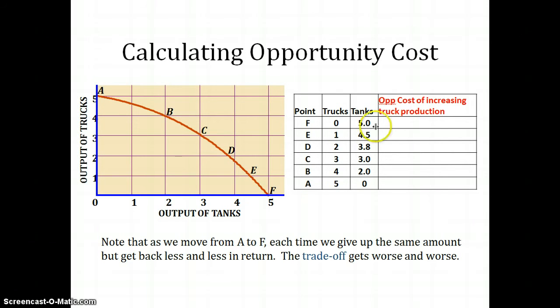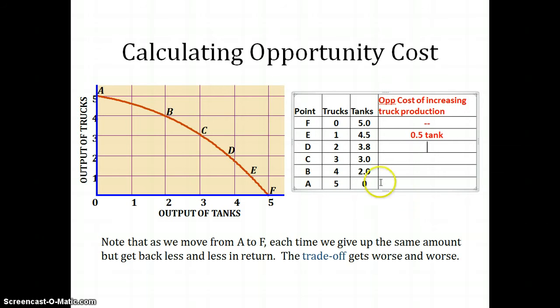So we see here that if we decide to produce 1 or 0 trucks, we can have 5 tanks. But if we want to add a truck to our production, that means we no longer have 5 tanks, but 4.5. So the opportunity cost, meaning the cost of adding that first truck, is giving up 1/2 of a tank. So opportunity cost is measured in the amount of the other item that we're giving up. I left this first one blank, and that was intentional. There's nothing before 0, so we can't see that change from that point.